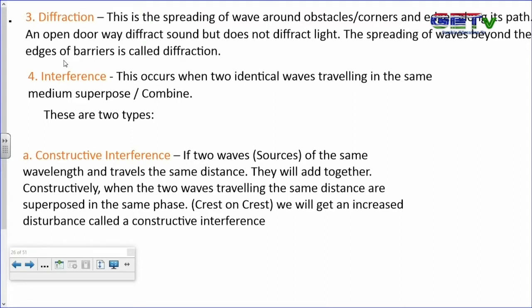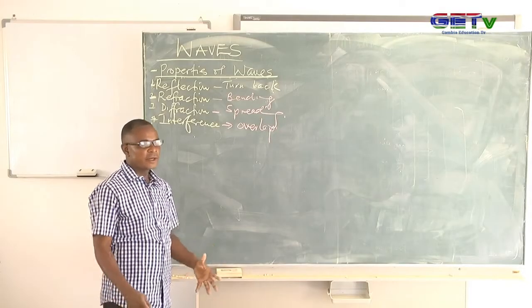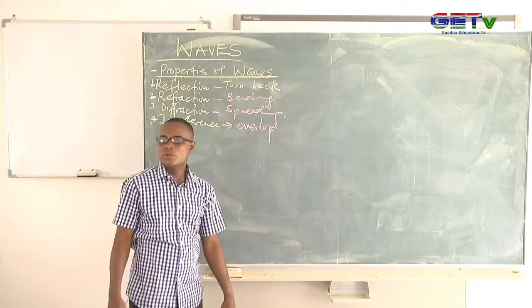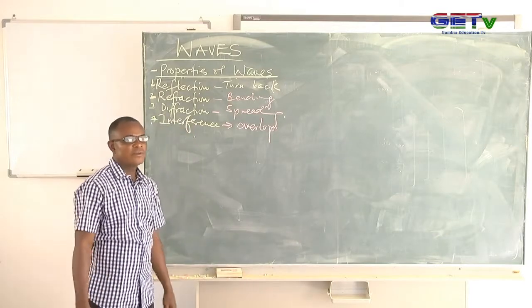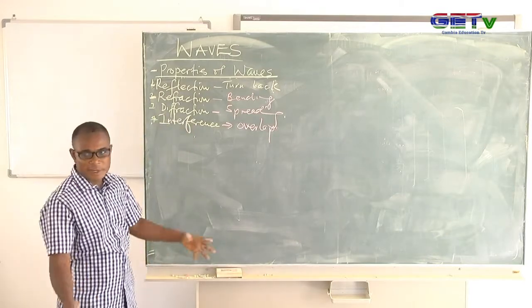Now to interference, which is the fourth one: we have 1, 2, 3, and 4. The fourth general property of waves, the final one, is interference. What's interference? We said it occurs when two identical waves traveling in the same medium superpose, combine, or overlap.